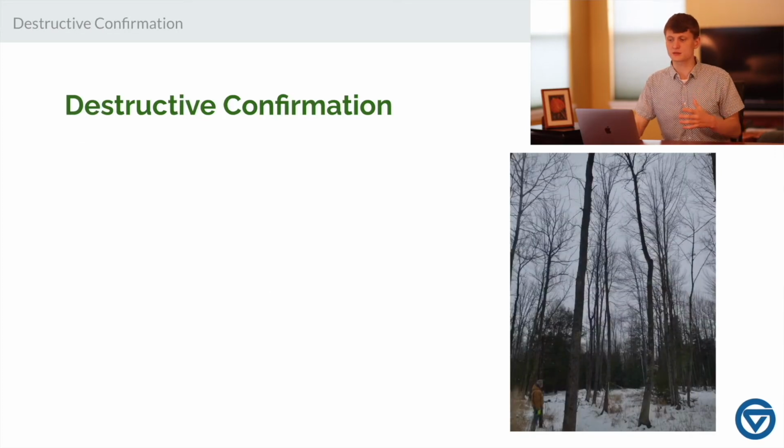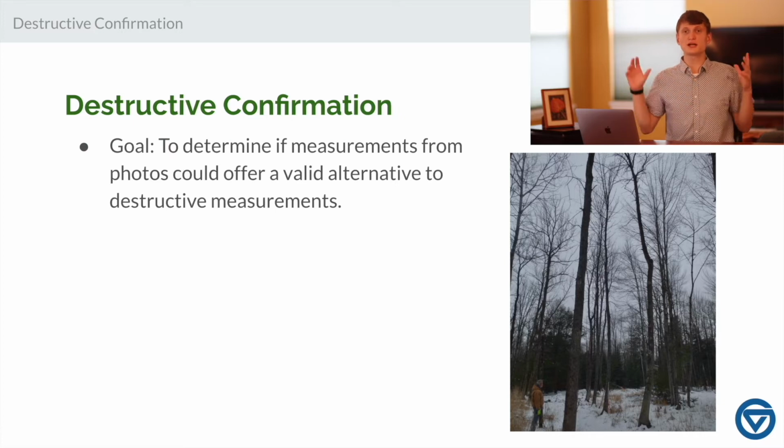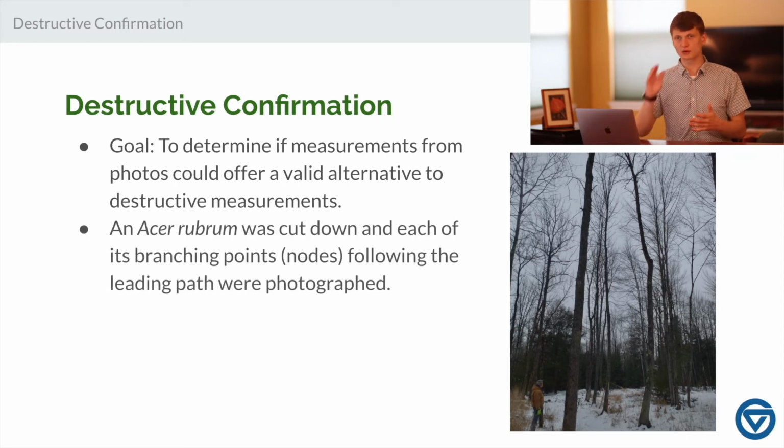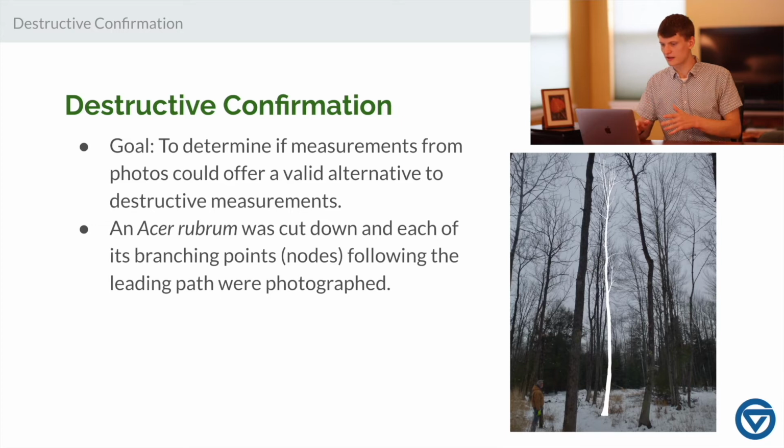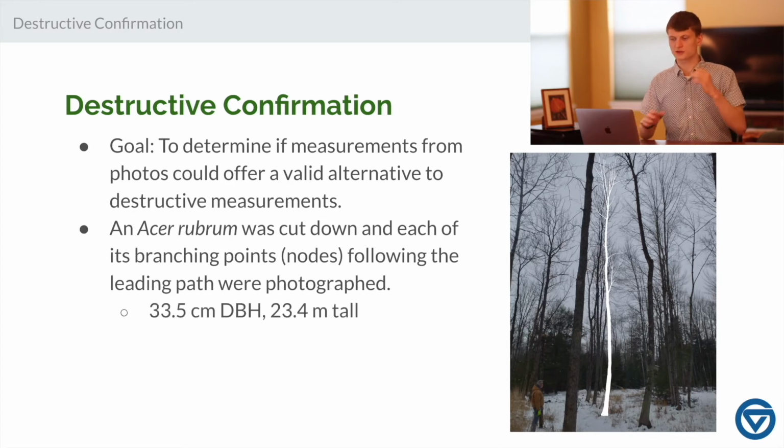So to assess this, our destructive conformation, simply our goal was to determine if measurements taken from photos could even offer a valid alternative to destructive measurements. So we took an Acer rubrum, which you can see in the middle of that photo there, which was 33.5 centimeters in DBH and 23.4 meters tall, and we cut it down, and each of its branching points, what we call nodes, along a leading path, were photographed.